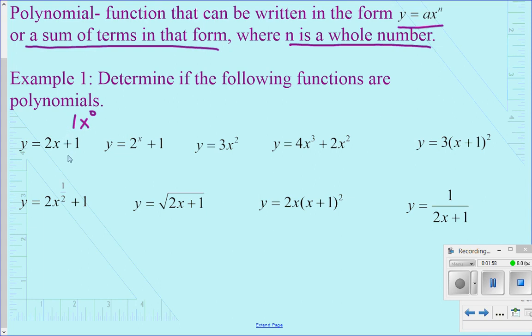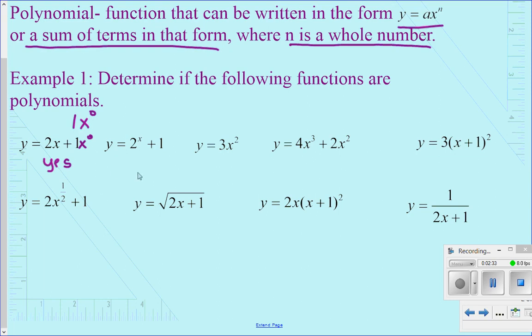So 1, even though it's not written as 1x to the 0, it actually equals 1x to the 0. 1x to the 0 and 1 are the same thing. So because 0 is a whole number, then this equation, y equals 2x plus 1, is a polynomial. Okay, so is it a polynomial or not? Yes, it is. Okay, so just be careful with that. When you have that number on the end, that actually is x to the 0 power times whatever that number is. So it actually is a polynomial.